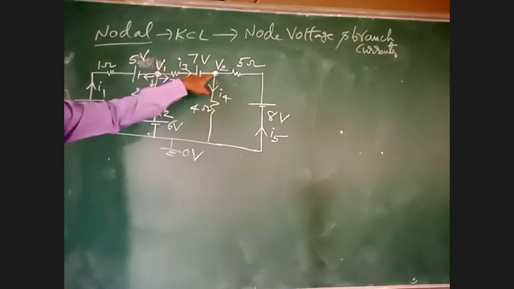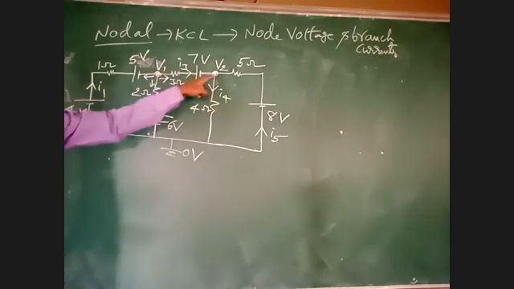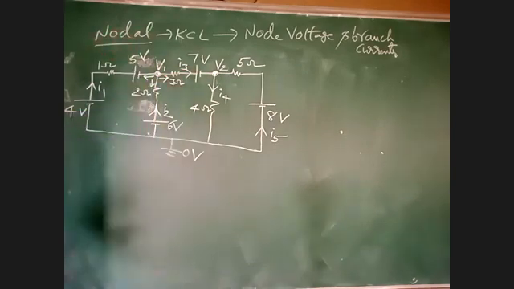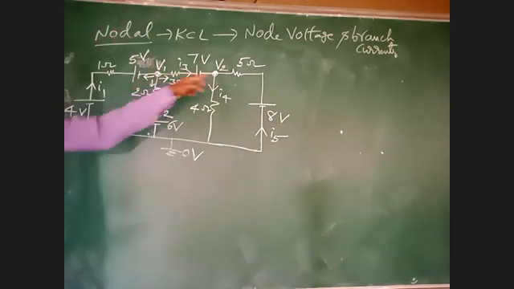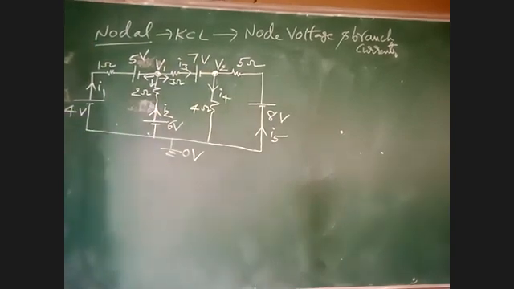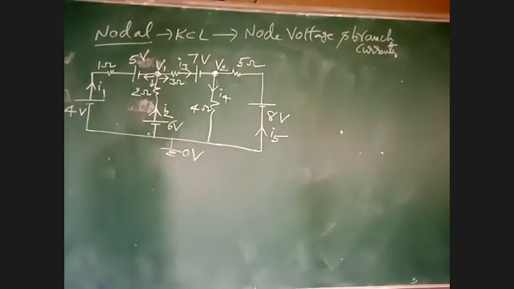This is one node, this is another node. In between these two nodes, we will get the branch. This arrow is related to V1 and V2. That means if the arrow is moving like this, V1 is at higher potential, V2 is at lower potential, if you are writing the first nodal equation.